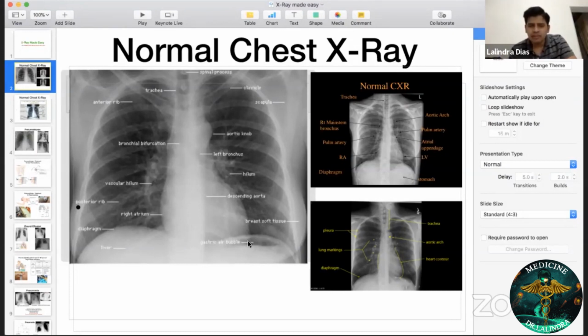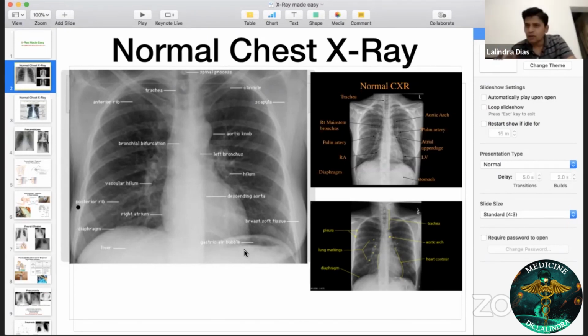Then this is the left hemidiaphragm. Here you can see the gastric air bubble, which is a normal finding. So this is how you interpret a chest X-ray. So you have to go through so many normal chest X-rays. First of all, try to interpret the way I told you. Whenever you go to see a patient, whenever you see a chest X-ray, you hold it and you try to interpret the way I have taught you. That is the proper interpretation of chest X-ray.